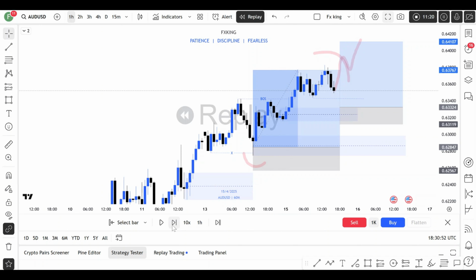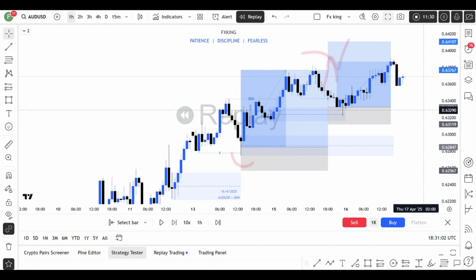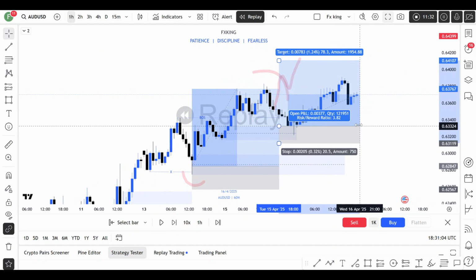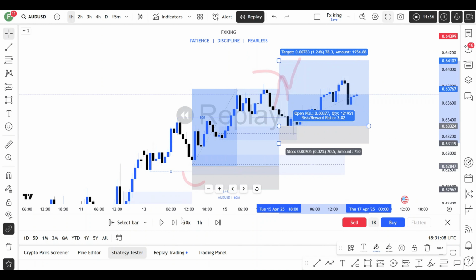So if we play price forward, let's see what price did. Okay, price happens to tap into our decisional POI, and you can see, right? Technically, this is where our TP is, but you can always extend it using the Fibonacci tool.